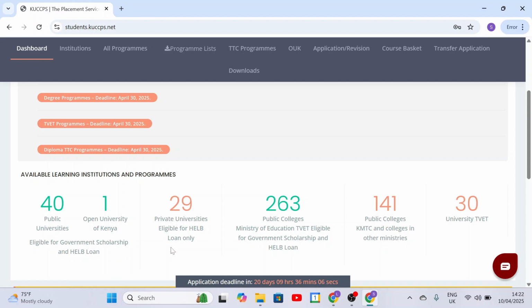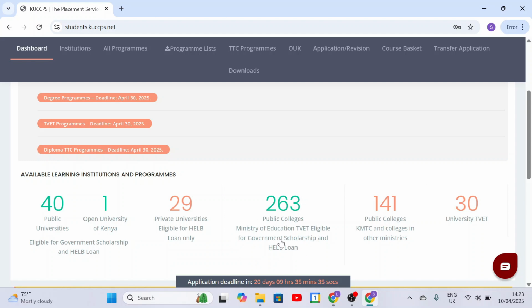There are also private universities in this particular portal, 29 in number, including MKU, Uzima, and so forth, right? Here you'll only be eligible for a HELB loan, not a government scholarship. So once you apply to a private university, you'll not be able to get a government scholarship, but you'll get the HELB loan. Of course, I know there have been issues around the funding model, and we even have a video that I'm going to put in the description just for you to familiarize yourself with what has been happening in the country.